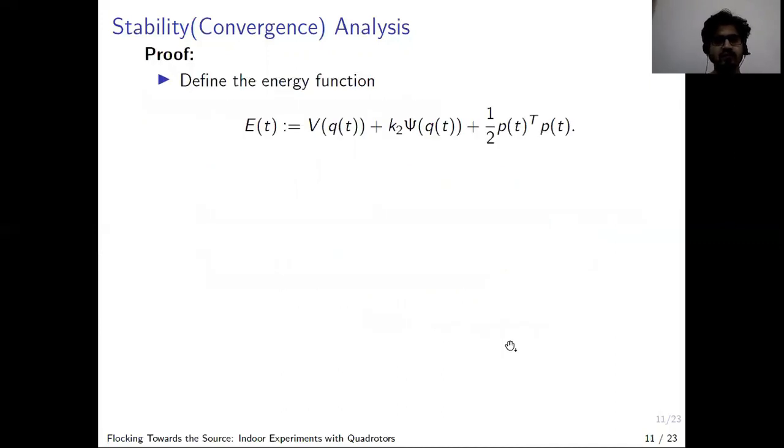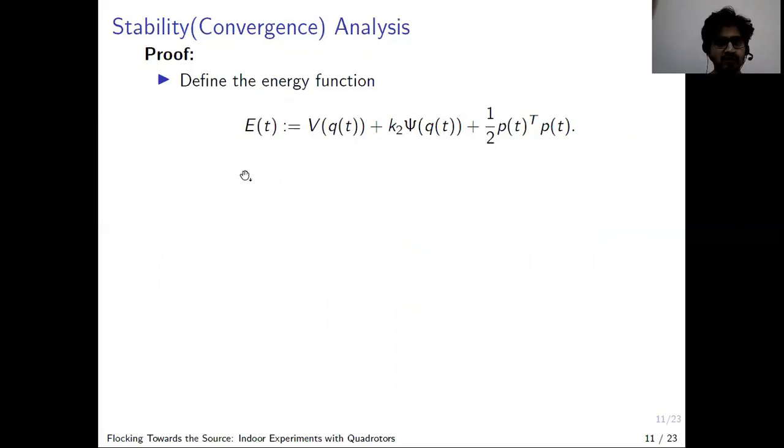Let's quickly look at the proof, which follows standard dissipativity based arguments. We can define an energy type function as shown here, where this term is basically the kinetic energy. This term is the potential energy due to interactions amongst agents, and this term is the potential energy due to the external force field.